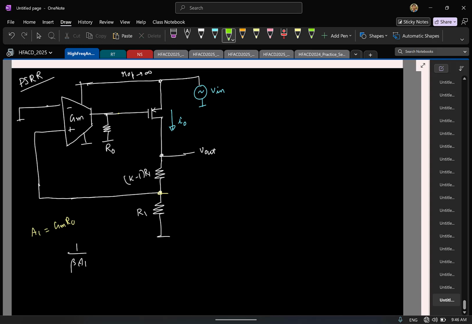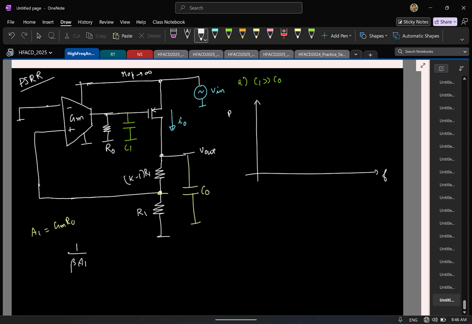Again, let's consider two cases. Let us say I have a dominant cap at the gate, or I have a dominant cap at the output. Let's first take this case, C1 much greater than C0. I am trying to sketch the PSRR versus frequency in dB.